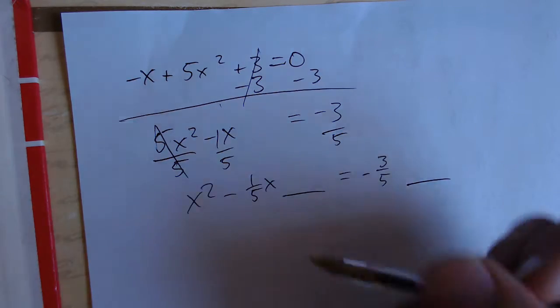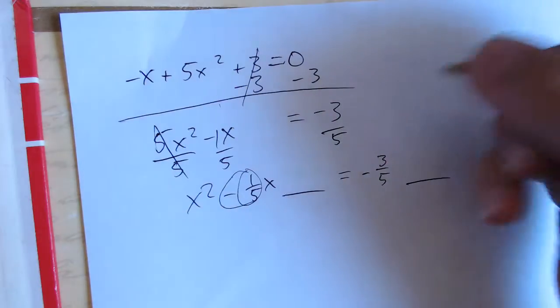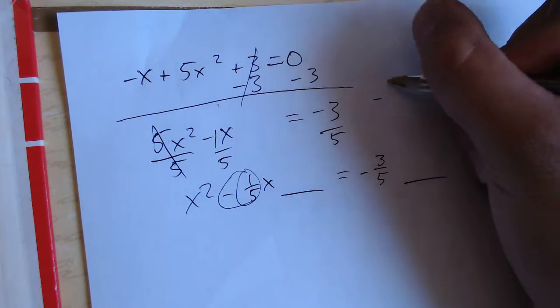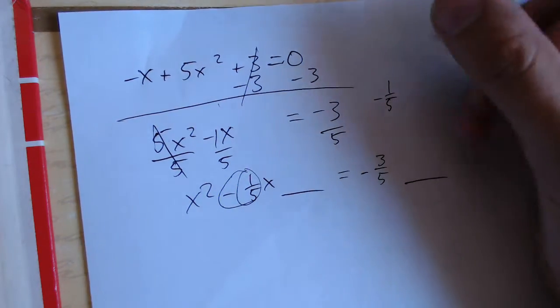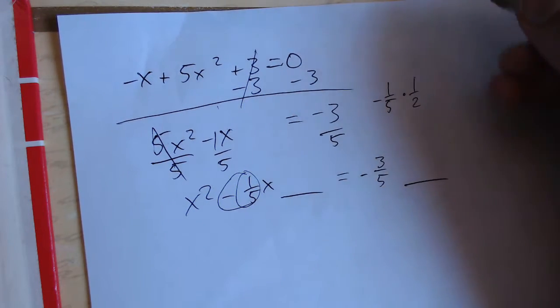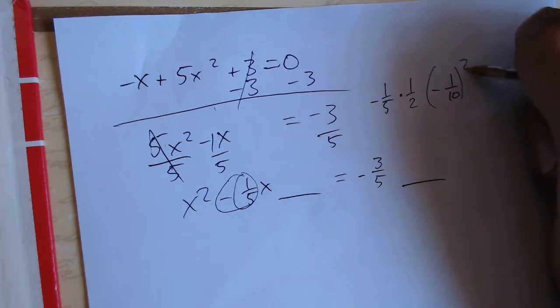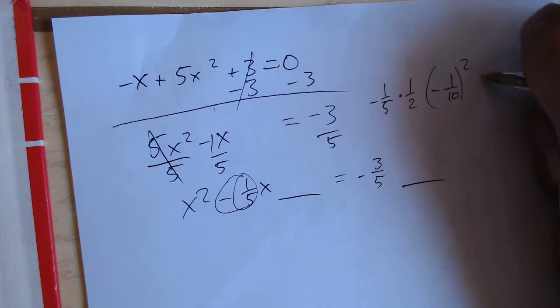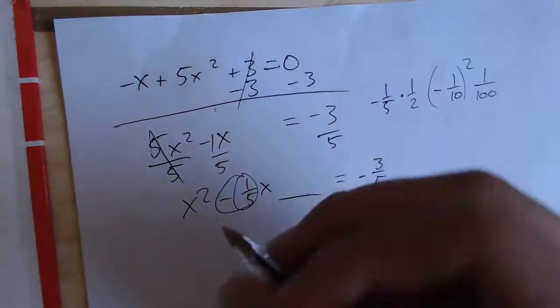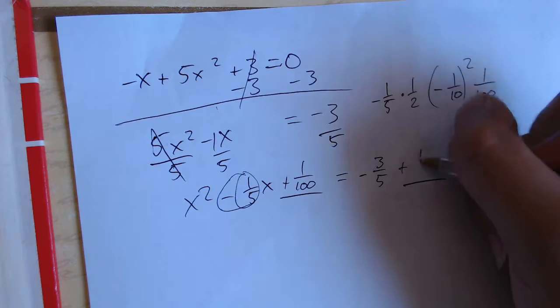Now to complete the square, we're just going to take our middle term, or sorry, include the sign, our middle term, negative 1/5. Get some working space up here. And I'm going to divide it by 2, which is the same as multiplying by 1/2. Which gives me negative 1/10, and then I take this number and I square it, which gives me positive 1 over 100. So I add 1 over 100 to each side.